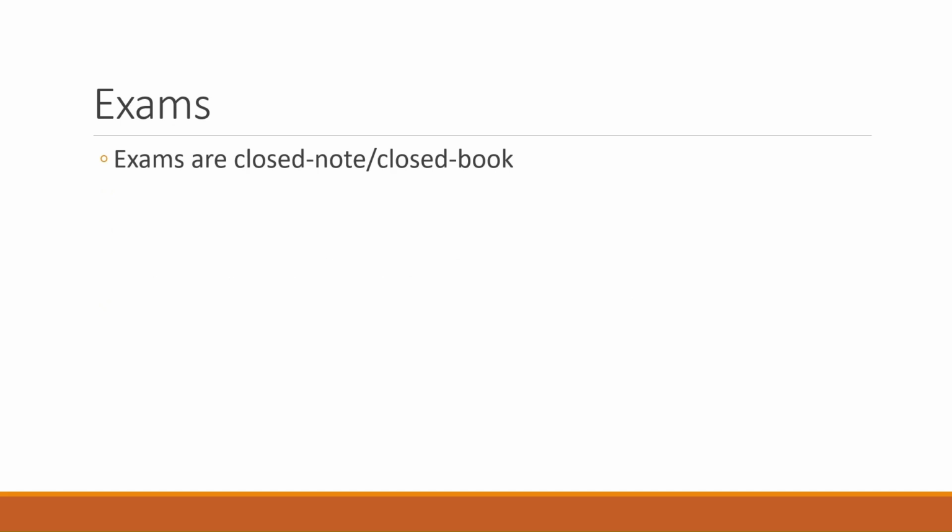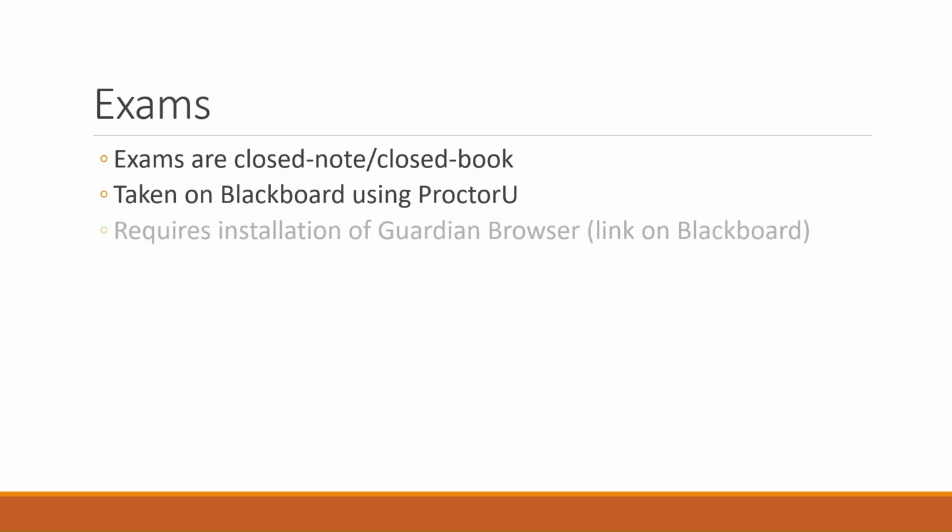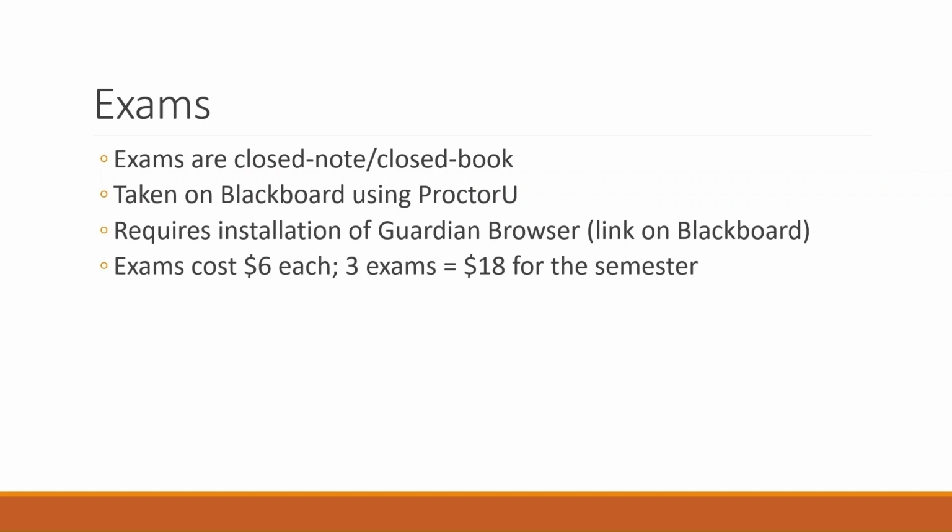Exams are closed note and closed book. So whatever you have memorized is what you have available to you, and your own intuition. You'll be taking those exams on Blackboard using ProctorU. Instructions are online for that. It requires the installation of Guardian Browser. Also, instructions online. The exams cost money, $6 each. There's 3 of them, so we're looking at $18 for the whole semester.